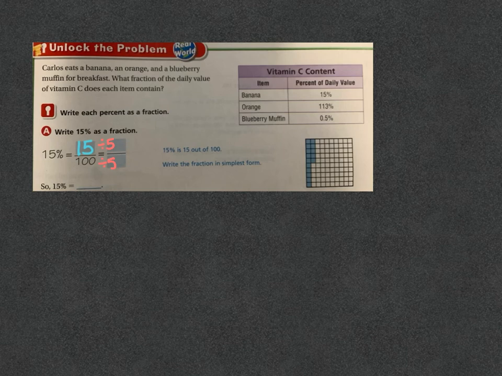15 divided by 5 is 3. And 100 divided by 5 is 20. And there is 15% written as a fraction in simplest form. 3 out of 20. 3 out of every 20 is the same as 15%, or 15 out of 100. Same amount. All right. What happens when you get something like this? 113. Remember, because that's more than 100. So let's have a looky at that.